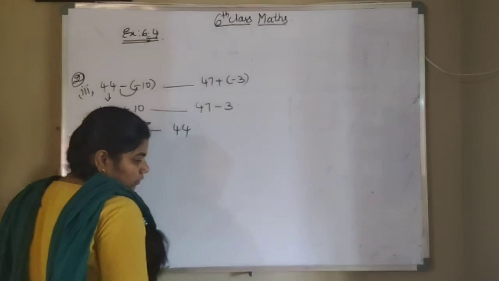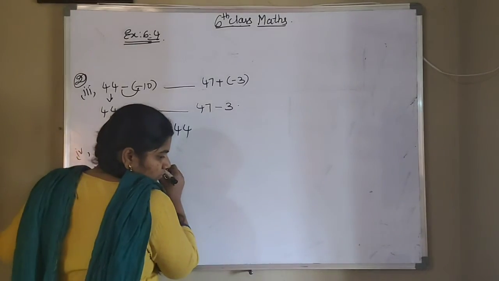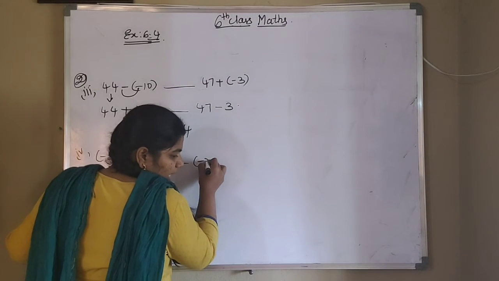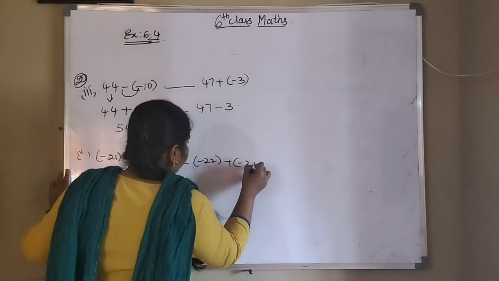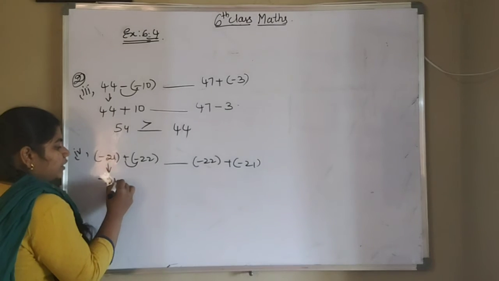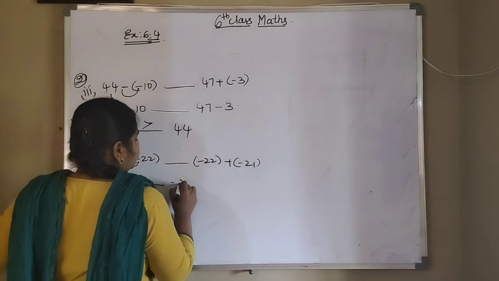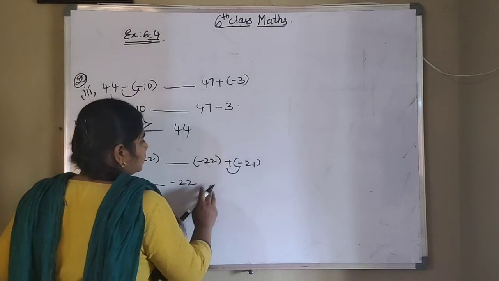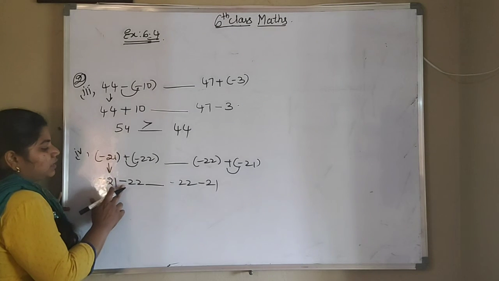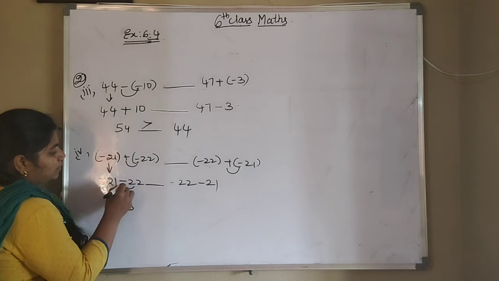Next, fourth one, minus 21 plus of minus 22, minus 22 plus of minus 21. So first integer you write as it is, double sign you make it into single sign, plus into minus is minus 22. Minus 22, double sign you make it into single sign, plus into minus is minus 21. So minus into minus is plus. 21 plus 22 will be 43. Bigger number sign is plus here, minus.